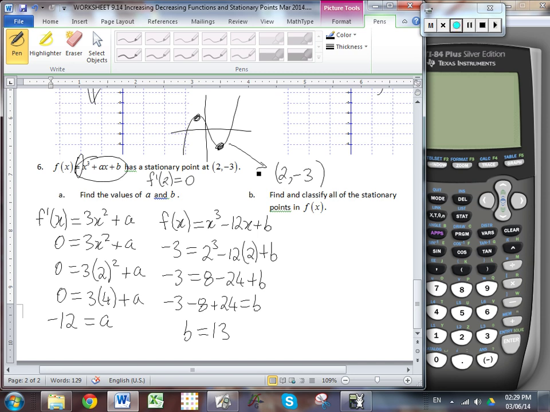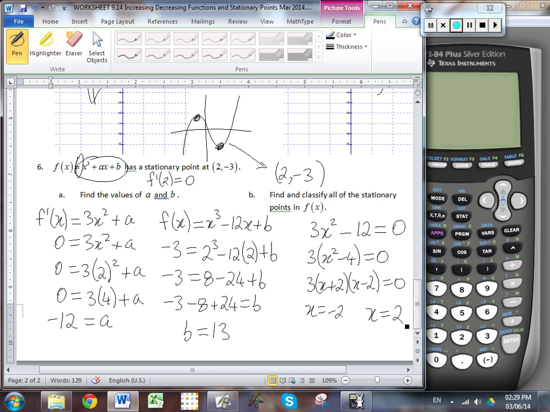Anyway, let's have a look at the first derivative, because we know that stationary points occur where the first derivative is equal to 0. 3x squared plus a, and a was negative 12, so there we go. There's our first derivative equal to 0, because that's what a stationary point is, a place where the first derivative equals 0. Let's factor out the 3, and we get a nice little difference of squares that factors to (x plus 2)(x minus 2). And so your stationary points occur at x equals negative 2 and at x equals positive 2.